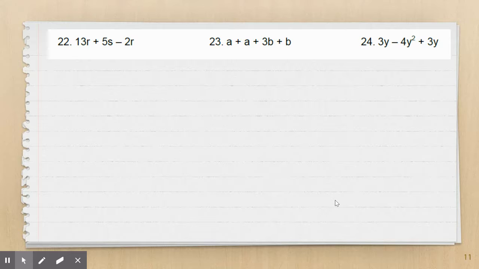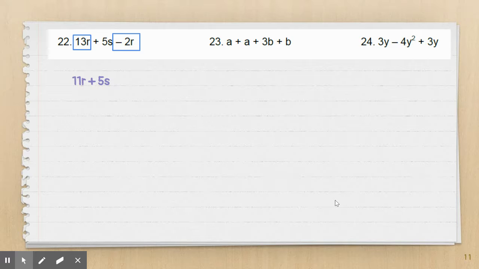All right, 22. Our like terms are 13r minus 2r. The other thing you have to be sure that you are doing is you are looking at the sign in front of the number. All right, you need to attach the addition and subtraction signs with those numbers. So 13r minus 2r is 11r. And again, we don't do anything with the plus 5s, so it just continues at the end of our expression.